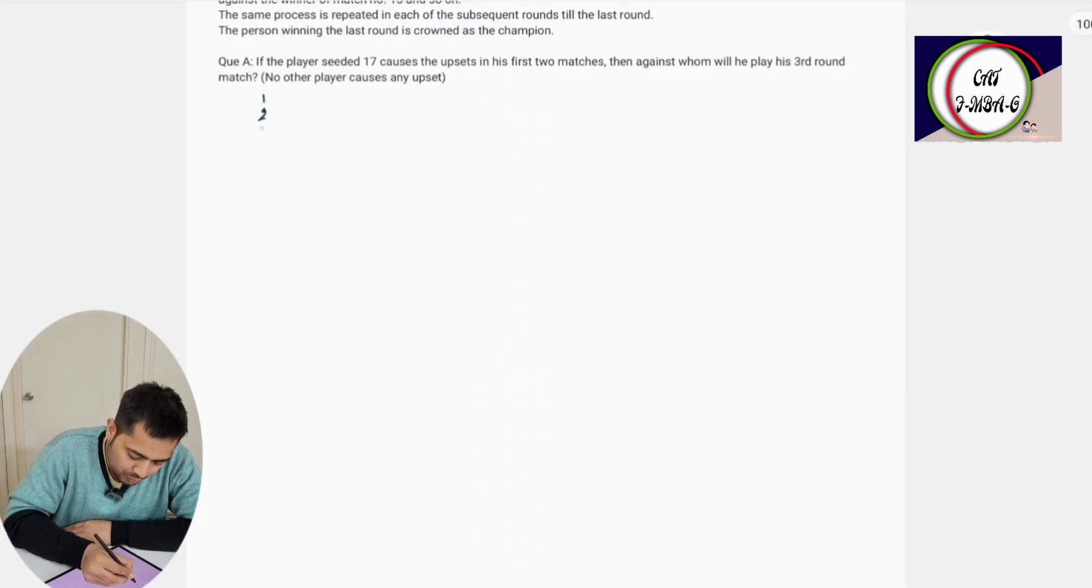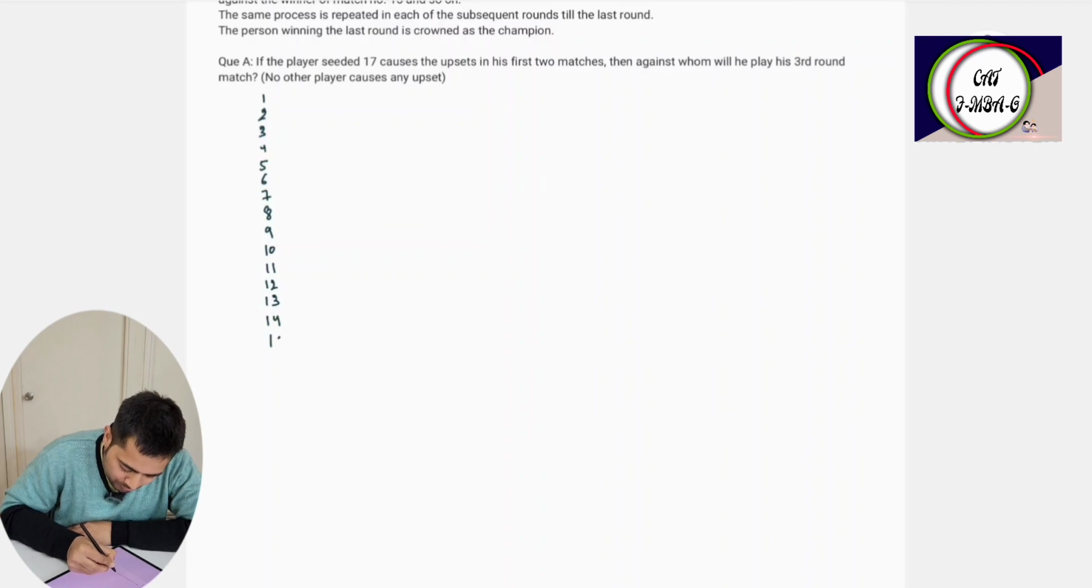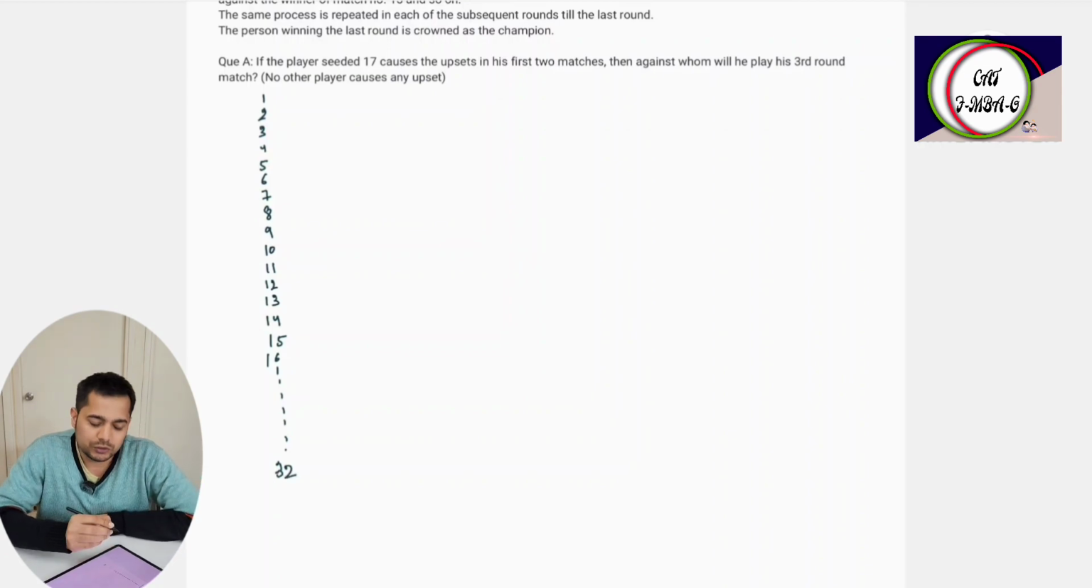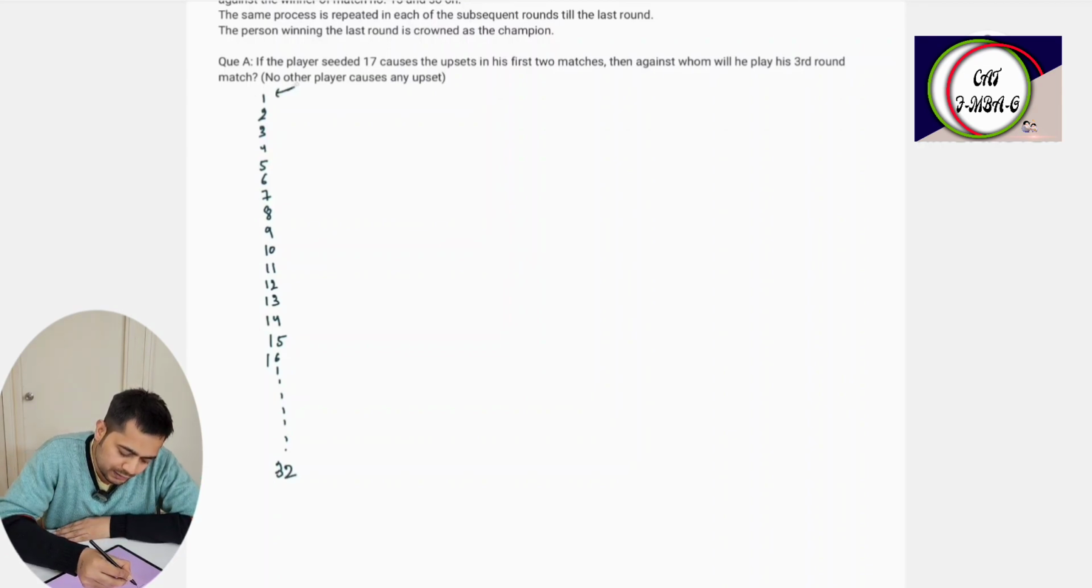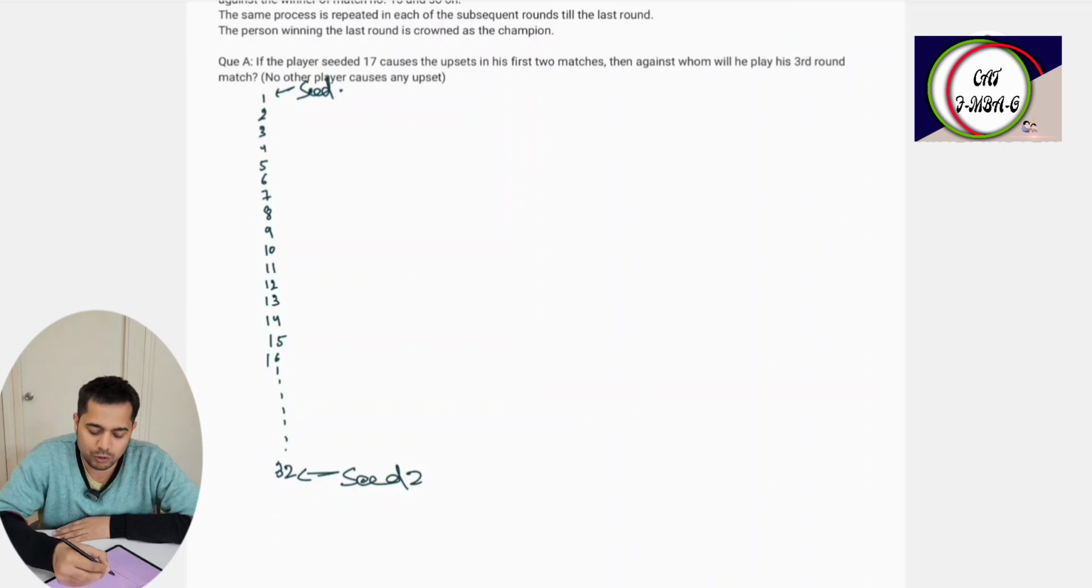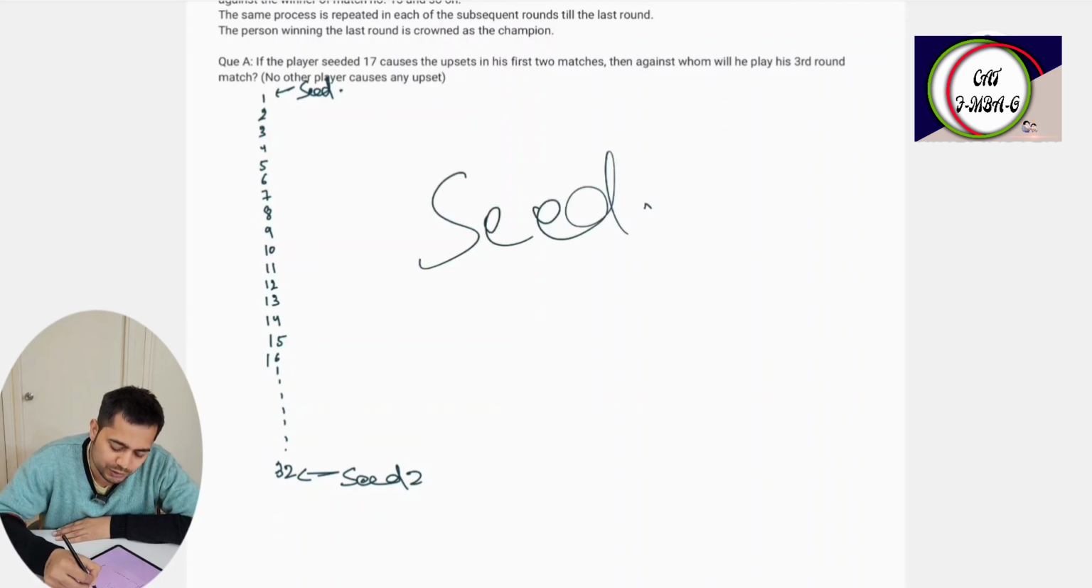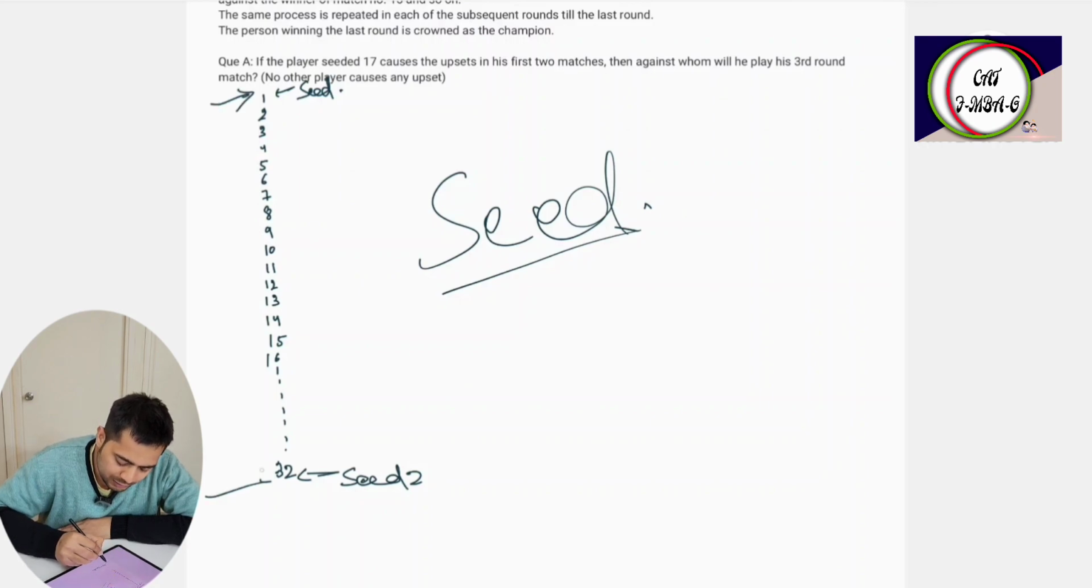So 1, 2, 3, 4, 5, 6, 7, 8, 9, 10, 14, 15, 16, up to let us say 32. Perfect. So this is seed 1, and this is seed 32. In a knockout tournament, the seed terminology is used. This seed word is used specifically. This is the higher seed. This is the lower seed.